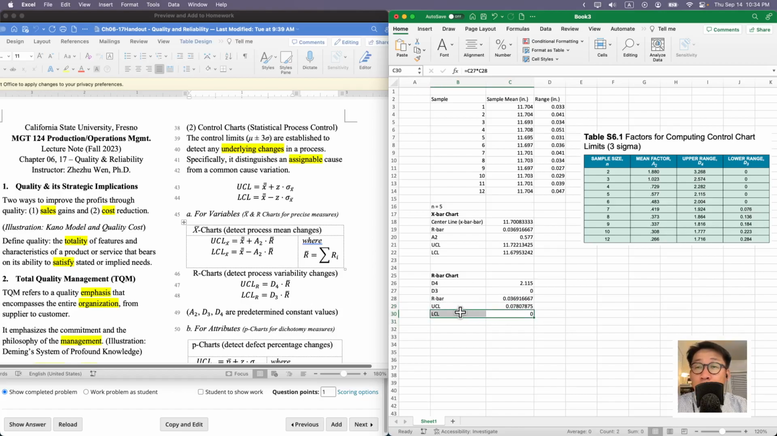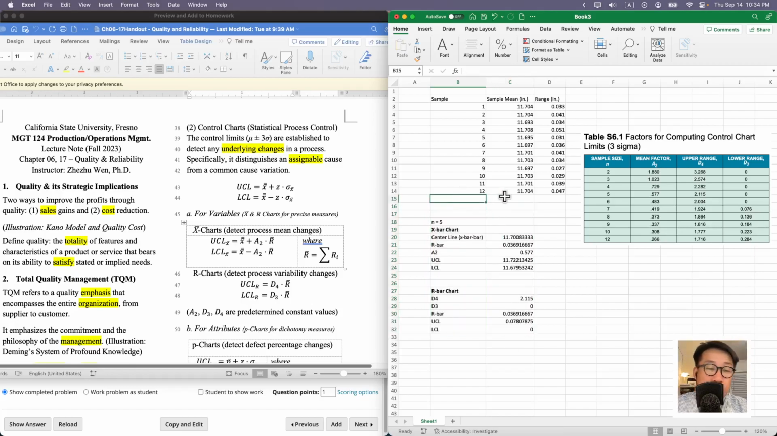So whatever sample comes next, for example, if there is a next group of samples, sample 13, with a sample mean of 11.718, and the range has returned as 0.056, you compare that against the control limits. You compare the sample mean first. The sample mean is within this particular range. That means the process mean has not changed.